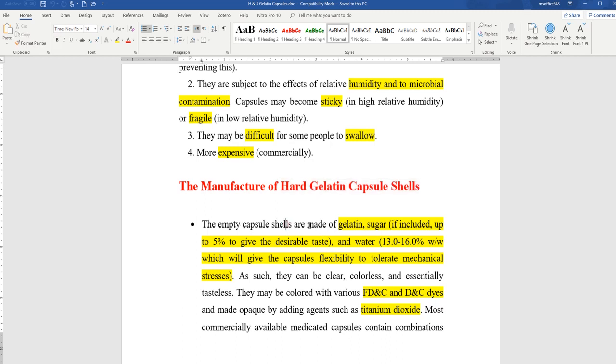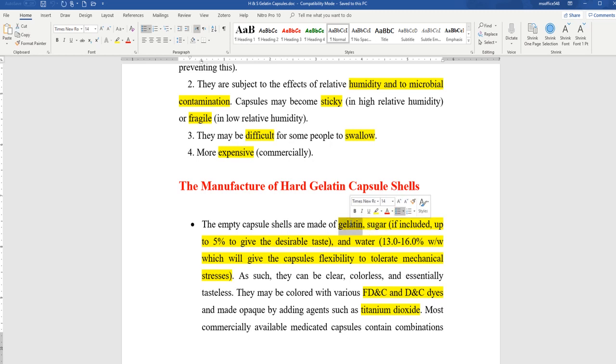Well, the empty shells, let's see what they are made of. The main material of hard gelatin capsule is gelatin, and gelatin makes about 80% of the shell weight. So the majority of the shell comes from what? From gelatin. Now in some cases they may add sugar. Sugar can give desirable taste to the shell. It can also give some flexibility to the shell. But this is not always. Maybe in few cases they will add sugar.